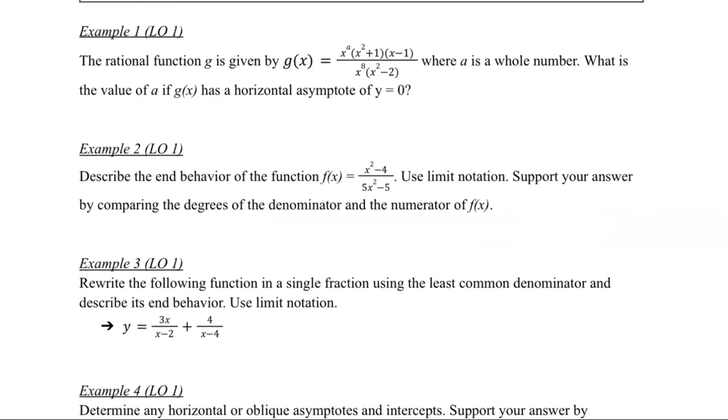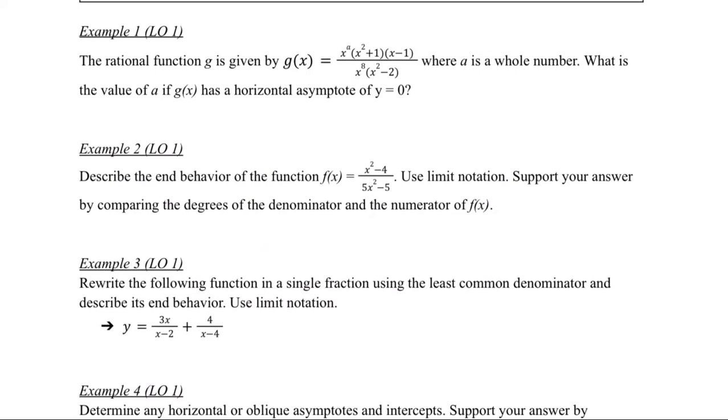So if you take a look at example 1, the rational function g is given by g of x is equal to x to the power of a times x squared plus 1 times x minus 1 over x to the power of 8 times x squared minus 2, where a is a whole number. What is the value of a if g of x has a horizontal asymptote of y equals 0?